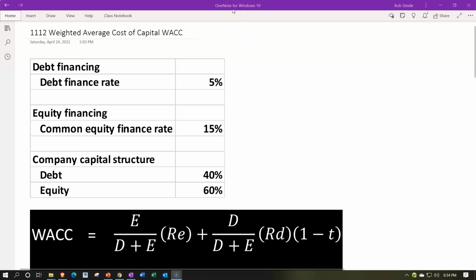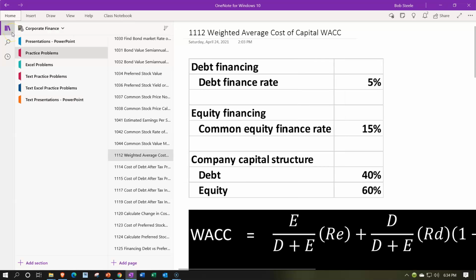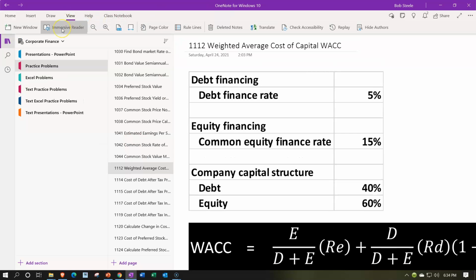If you have access to OneNote and would like to follow along, you're not required to, but if you would like to, we're in the icon on the left-hand side in the practice problems, then down in the 1112 weighted average cost of capital, WACC tab. Also note, when using OneNote, take a look at the immersive reader. Many of our presentations will be mirrored down in the text area with the same name and the same number, but with transcripts that can be translated into multiple different languages and either listened to or read in them.